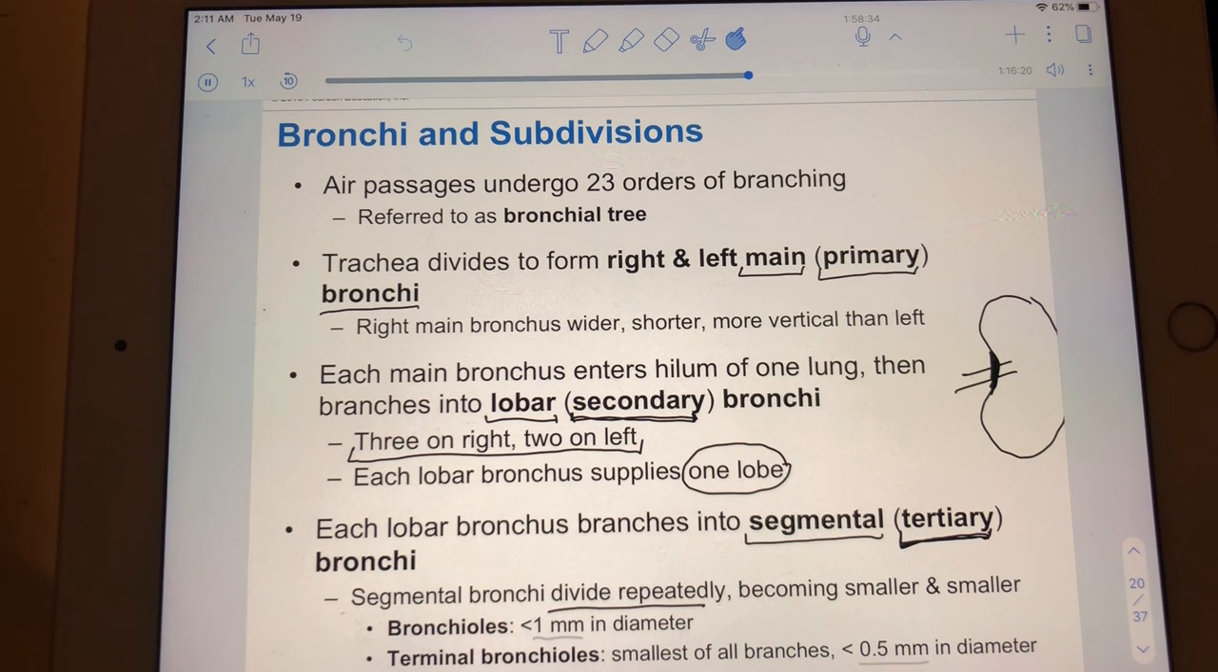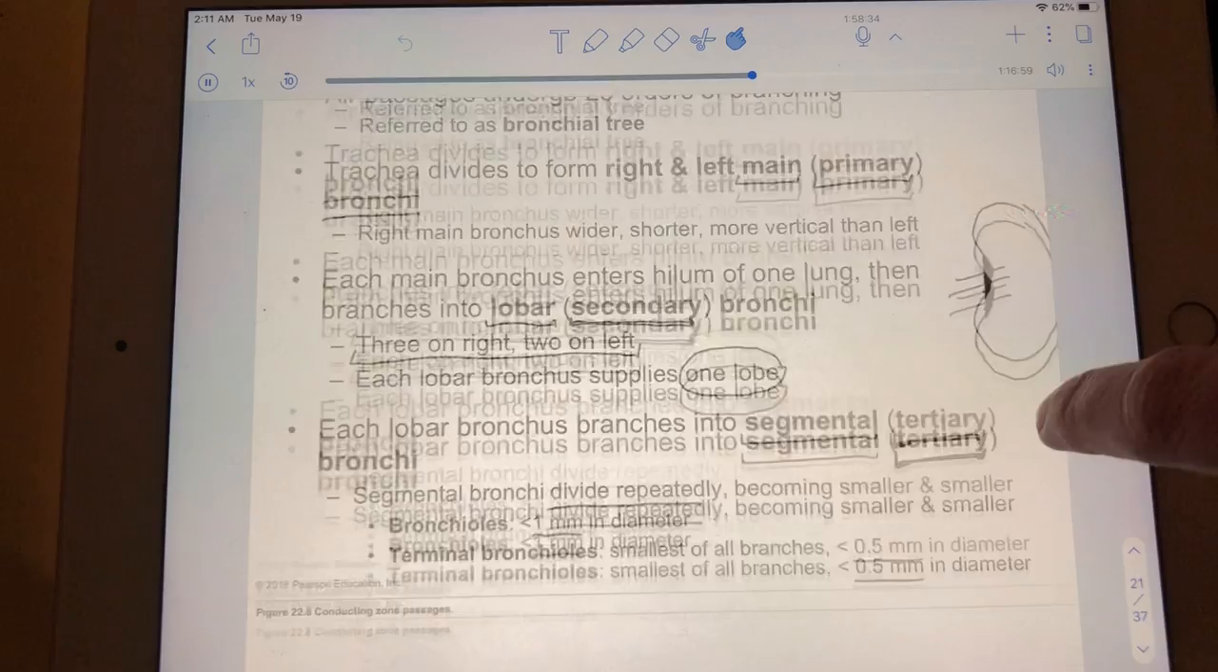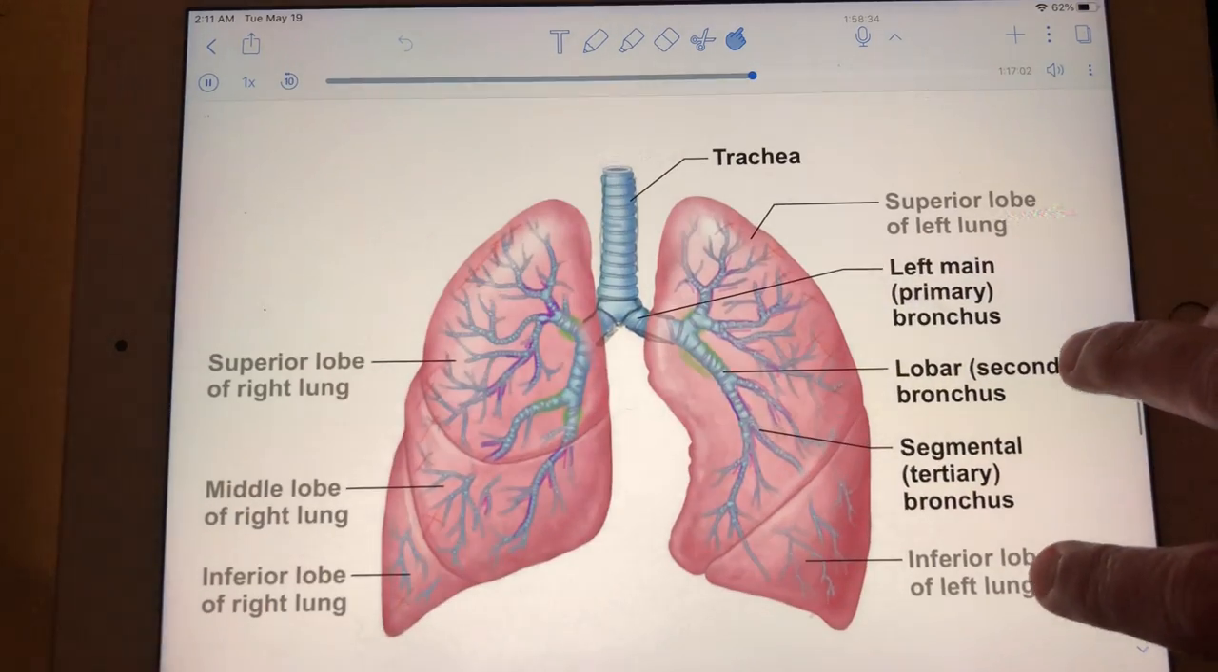Once the branches are less than 1 millimeter in diameter, we stop saying tertiary bronchi and we start saying bronchioles, okay? Once those branches have diameters smaller than 0.5 millimeter, we start saying terminal bronchioles. Unfortunately, terminus means end, and yet this is not the end. Really horrible name, but I'll come back to that bad news soon enough. Let's go to the next slide where we can really practice this idea of primary, secondary, tertiary, okay?